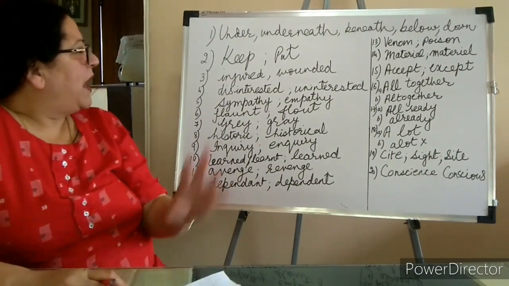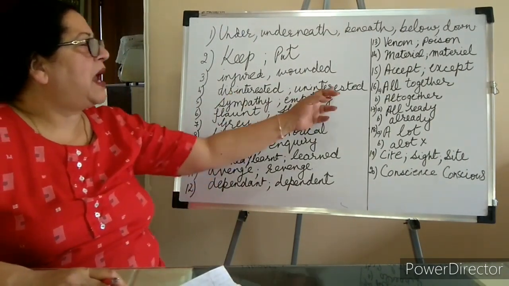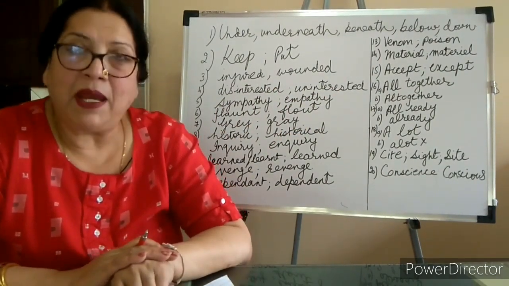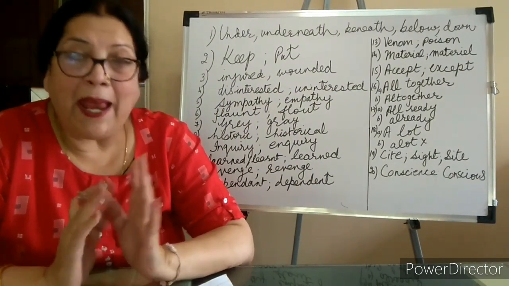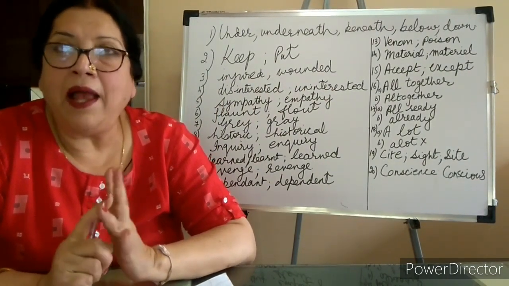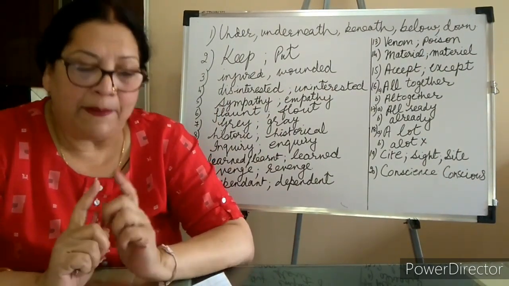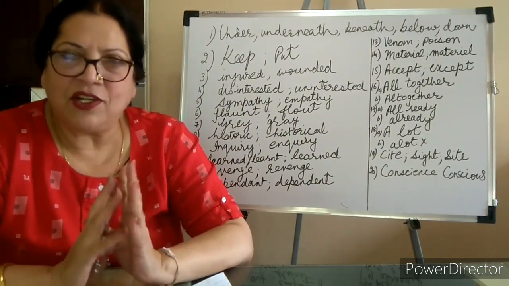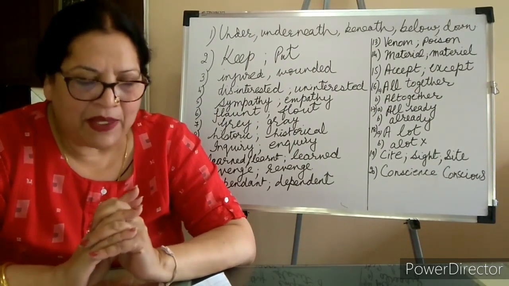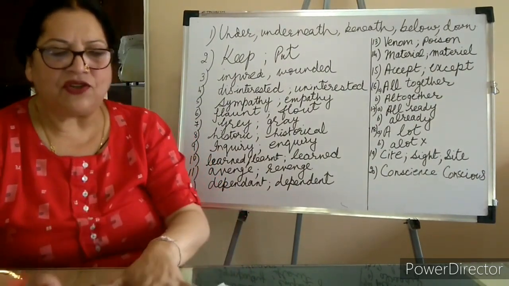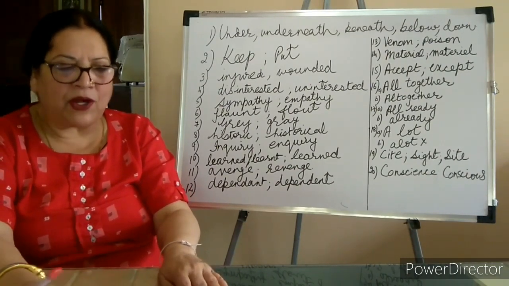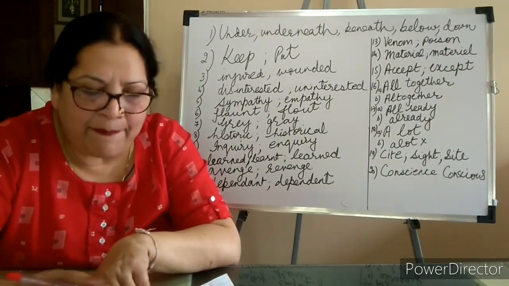The next words that we have on the board are disinterested and uninterested. Now, disinterested means to be impartial, unprejudiced, unbiased. Please don't interchange these words because they don't mean the same thing at all. Disinterested means impartial, unbiased, unprejudiced. I'll give you an example.